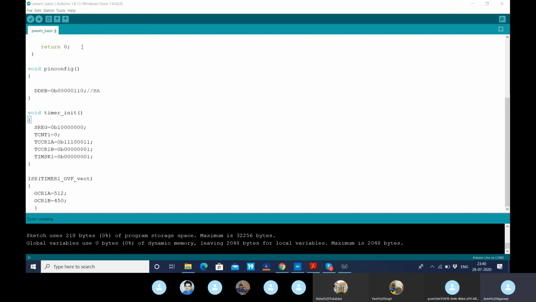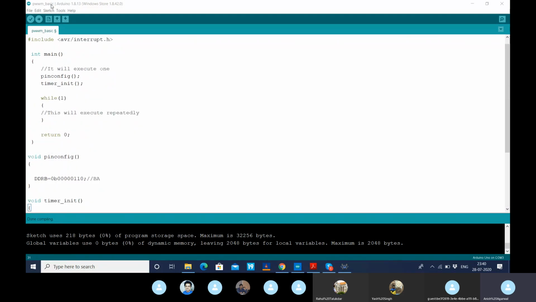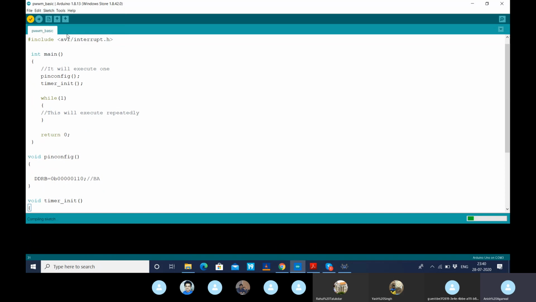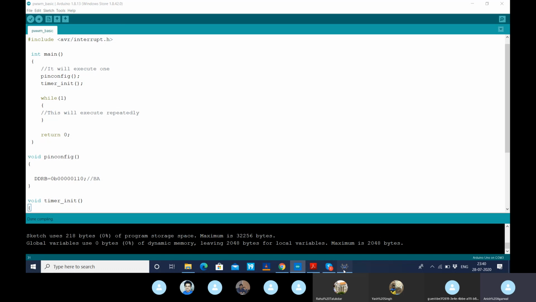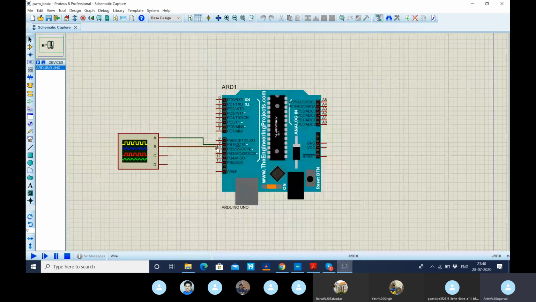Alright, so this is the same code that you had seen in the PPT. First I'll export the code to hexadecimal so that I can import it in Proteus. Alright, so this is my circuit. It's the same: from pin 9 we have connected the oscilloscope and from pin 10 we have connected B. From pin 9 we will be getting the output of OCR1A and from pin 10 we will be getting the output of OCR1B. Now I'll upload the code here.